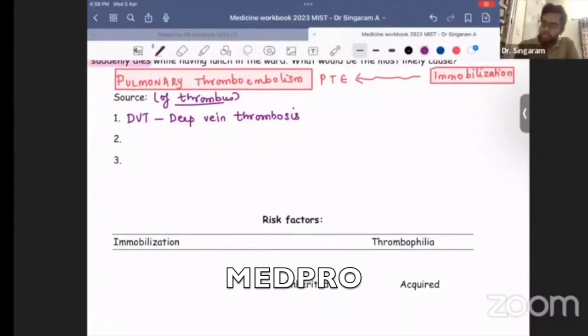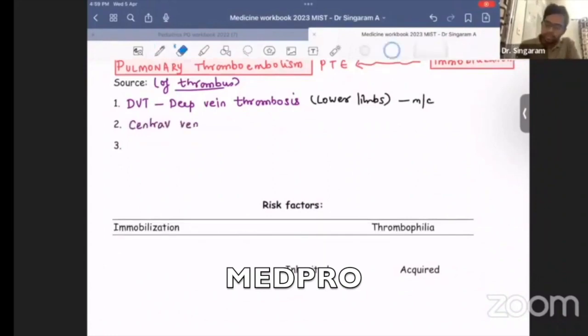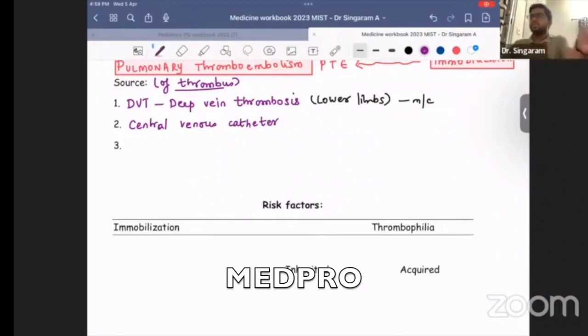It is usually in the area of the lower limbs. This is the most common source. Any other source? Something like an ICU patient where you are putting a central venous catheter. Think like this: you have an ICU patient who has a central venous catheter. Yes, that could also be a source of this thrombus. Very good.